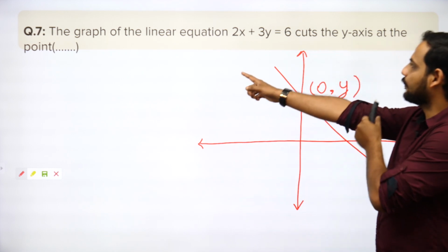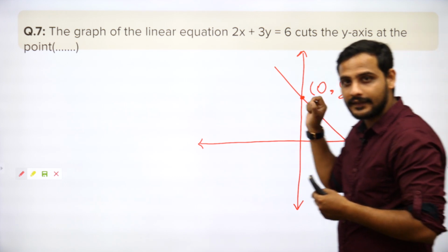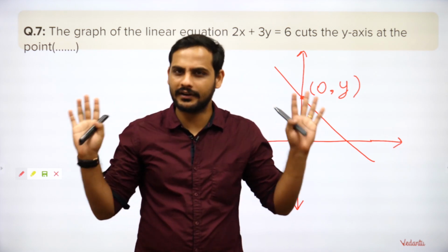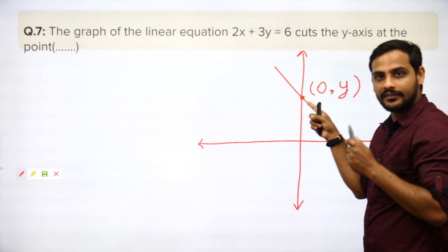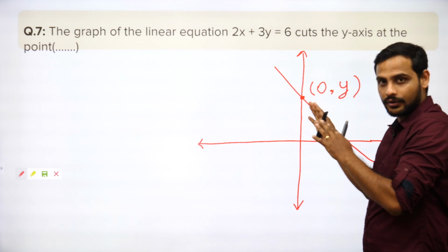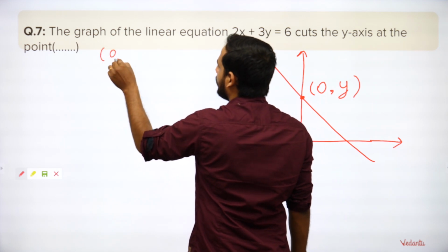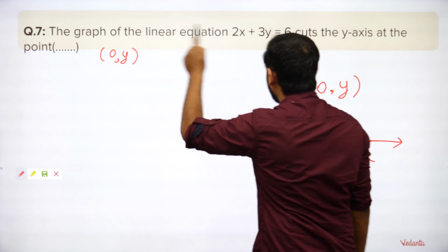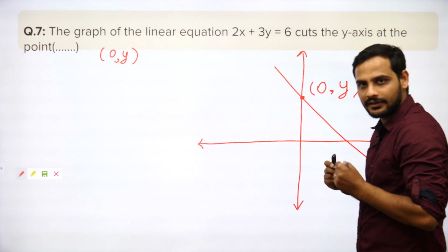So whenever this equation is cutting the y-axis, at that point the x coordinate is 0, and y is something. Correct? Remember this. So wherever it is cutting the y-axis, the x coordinate is 0 and y could be anything. So I got to know that the point will be in the form of (0, y). Correct? Since this point is lying on this straight line, it has to be a solution of this equation.